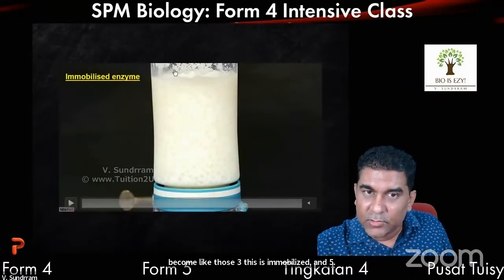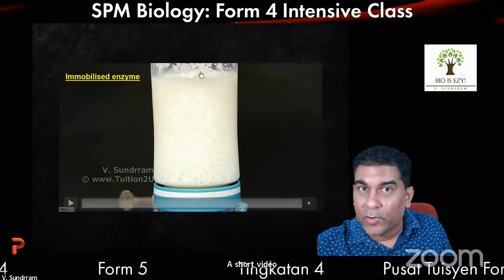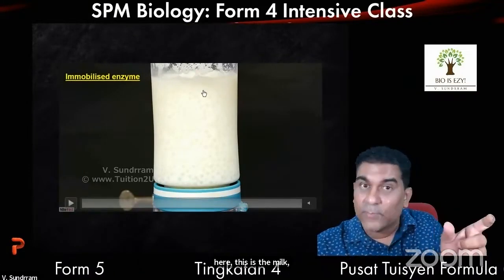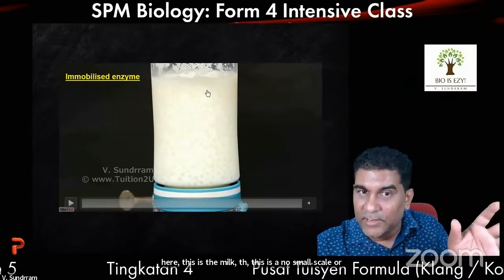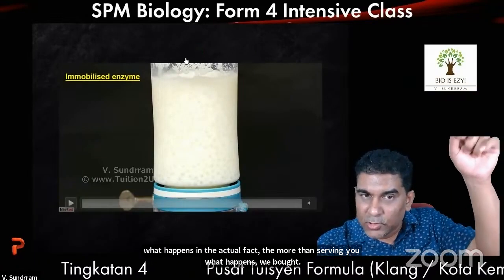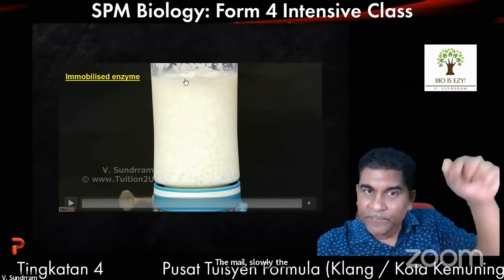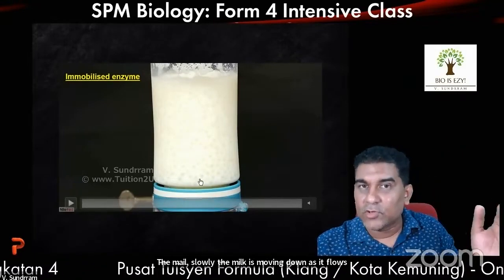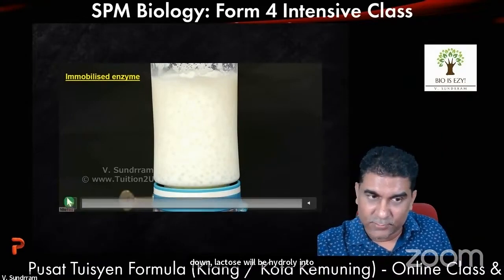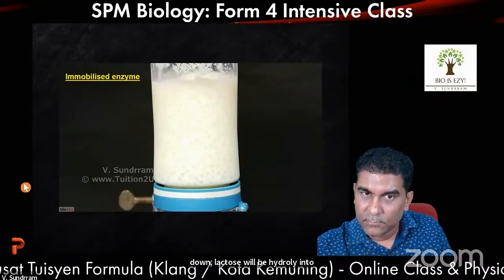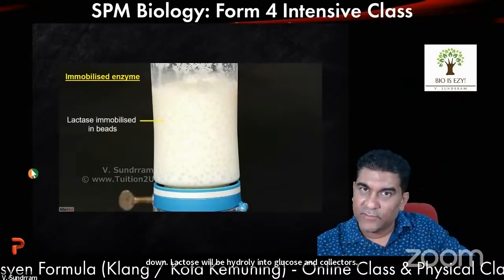So inside here, this is the milk we already poured. This is a small scale of what happens in the actual factory. A model showing you what happens. We pour the milk, slowly the milk is flowing down. As it flows down, lactose will be hydrolyzed into glucose and galactose. You can see the milk slowly flowing down.